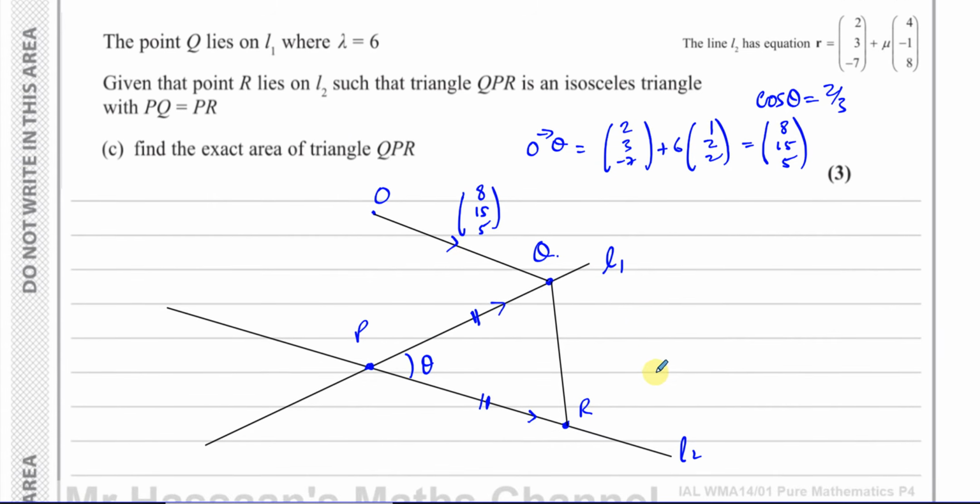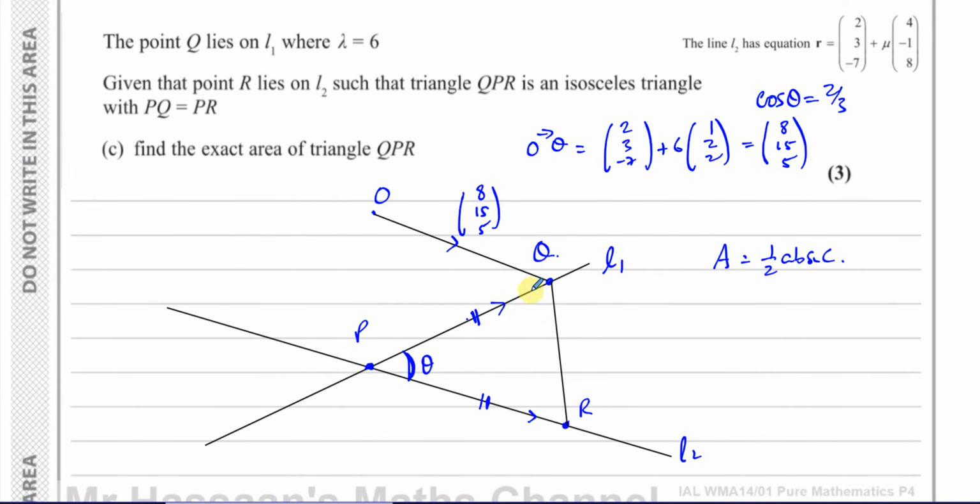We want to find the exact area of this triangle QPR. So how do we find the area of this triangle? Let's have a look. I know this angle. If I find the length of this line, PQ, and that will be the same as the length of the line PR, I can use the area is equal to a half ab sine C. So I can find the length of PQ and the length of PR, and I will have found my answer. So all I need to find is the length of PQ.